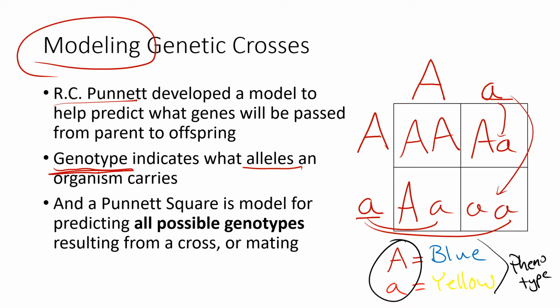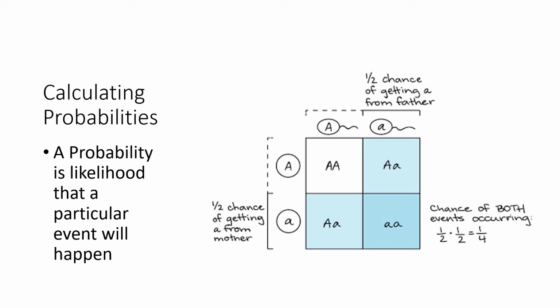Now, it does not matter if the capital letter is first and the lowercase is second. This and this are the same thing. We just tend to write the lowercase letter second because it looks nicer. So this is the basic practice using a Punnett square. And this is to calculate probabilities.